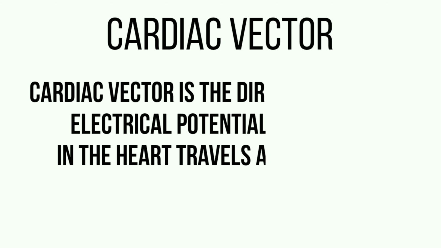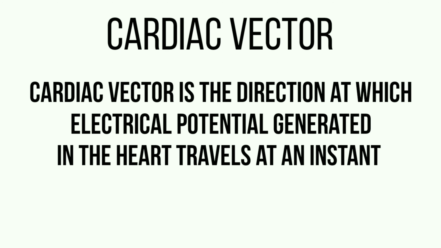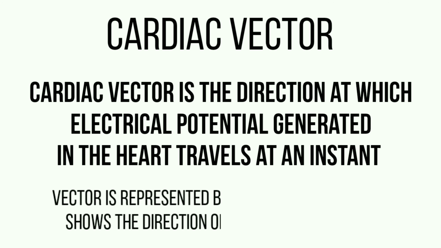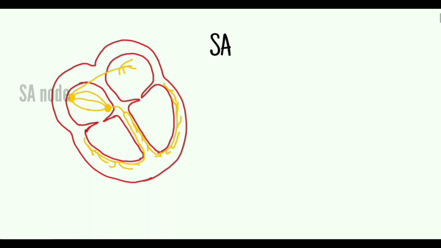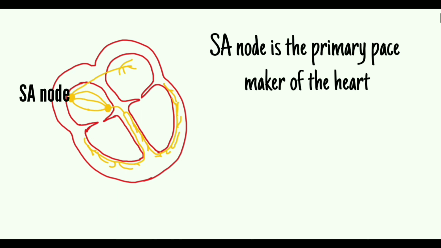Electrical activity of the heart can be represented by an electrical dipole called the cardiac vector. The direction and magnitude of the dipole characterizes the current state of the heart along the cardiac cycle. As we know, the SA node is the primary pacemaker of the heart.